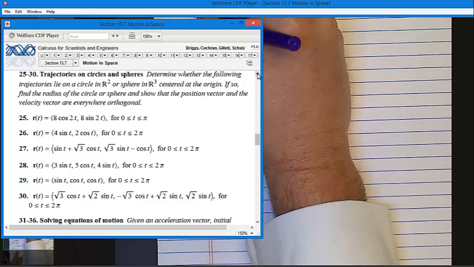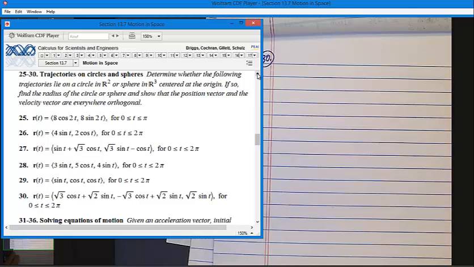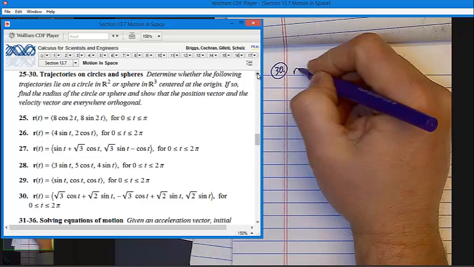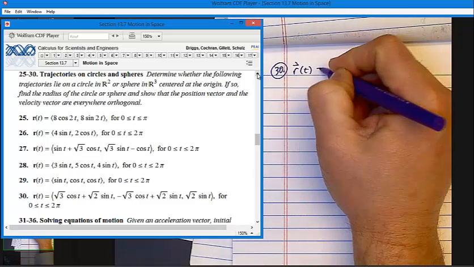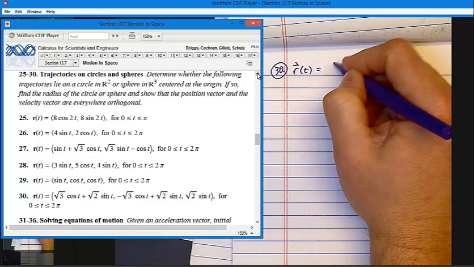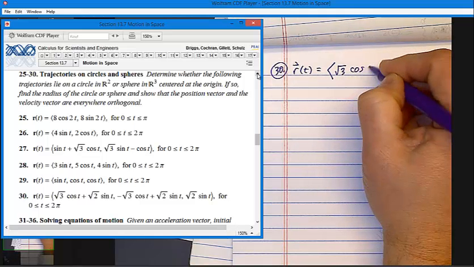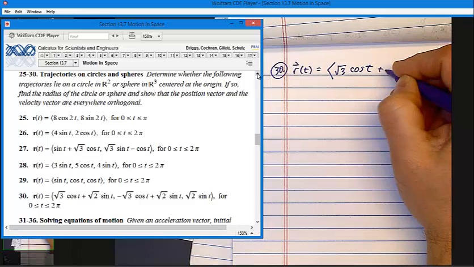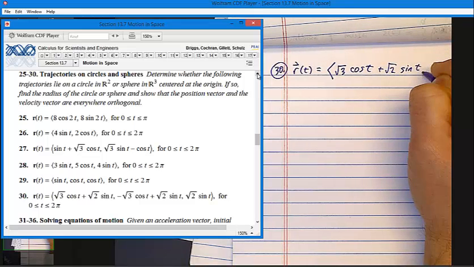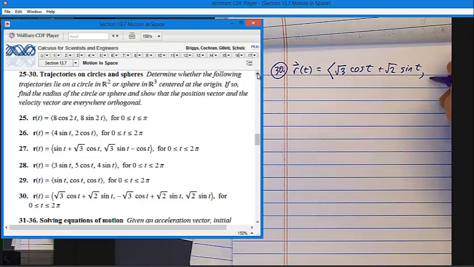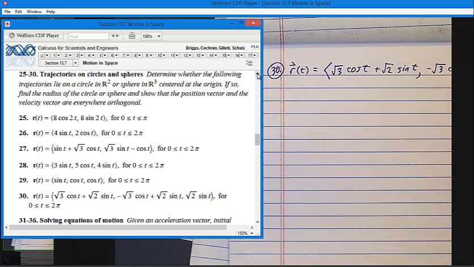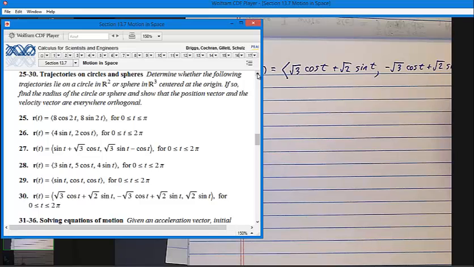This is number 30, and I will move this over so you can see it a little better. r of t is equal to, and again, the bracket notation is a lot better, so we have square root of 3 cosine of t plus the square root of 2 sine of t, comma, negative square root of 3 cosine of t plus square root of 2 sine of t, comma, square root of 2 sine of t.